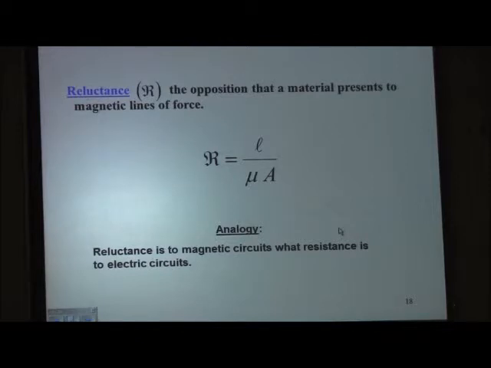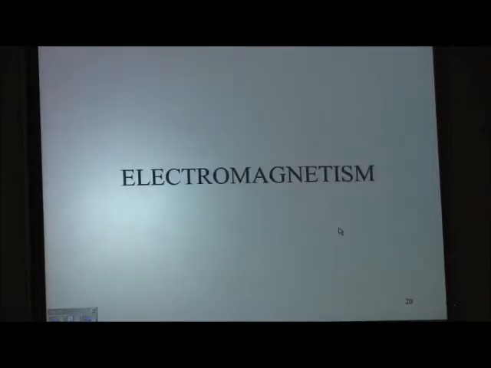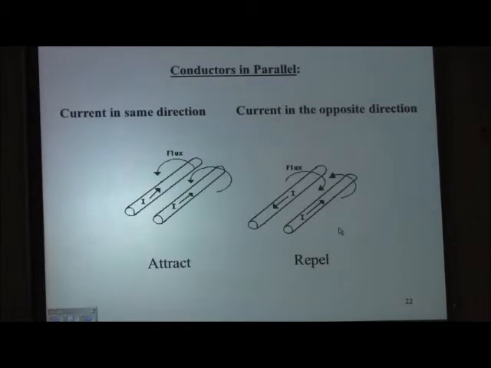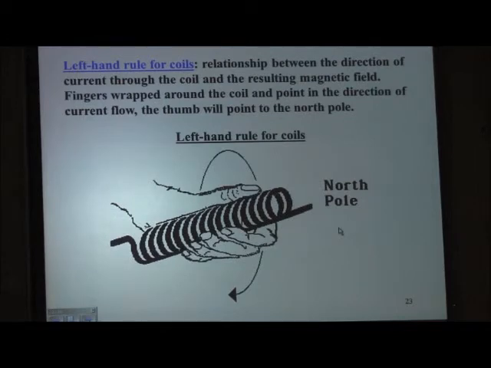Reluctance. This is to magnetism what resistance is to electrons. All right, left-hand rule. Know the definition of the left-hand rule. Electromagnetism. And the left-hand rule for coils. Know the 3 left-hand rules: conductors, coils, and generators. You may be asked something like, the thumb points to what? First finger points to what?